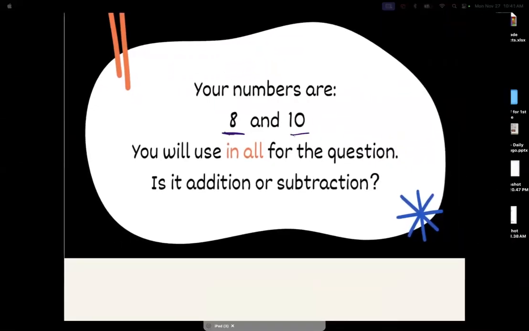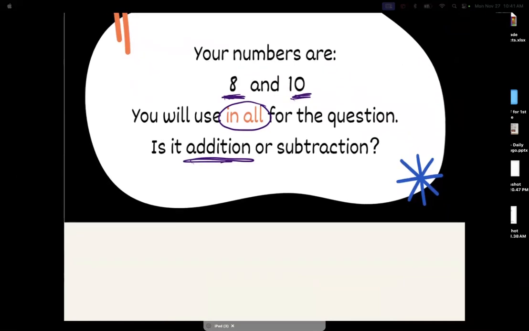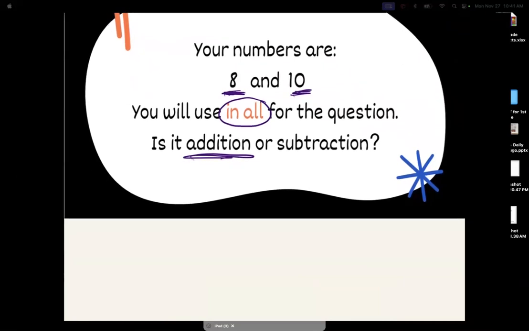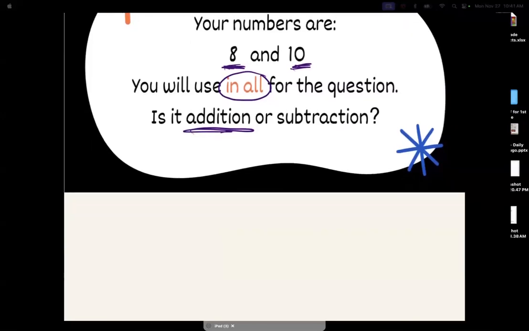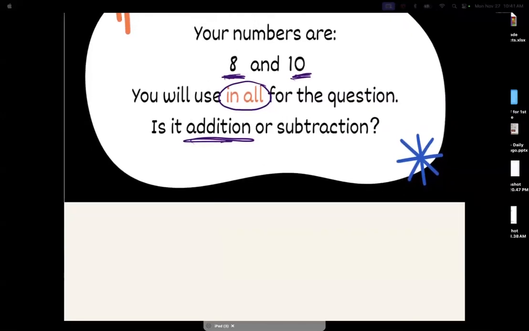Now we're going to create your own word problems, okay? So you have 8 and 10, and you have to use the words "in all." "In all" is going to mean it's going to be an addition problem. So you have an 8 and you have a 10. Come up with a number sentence, a word problem using 8 and 10. So like you're going to write words? You can, or you can say them out loud, Mayrin.